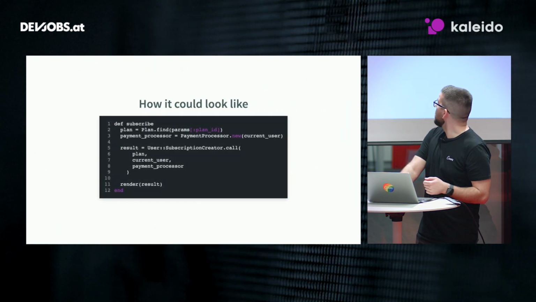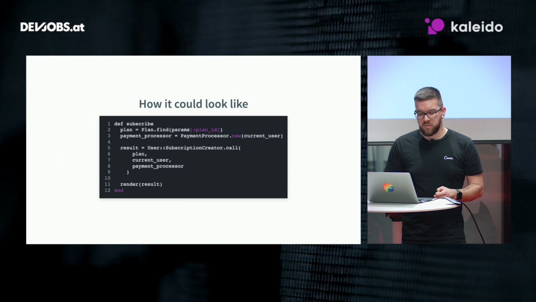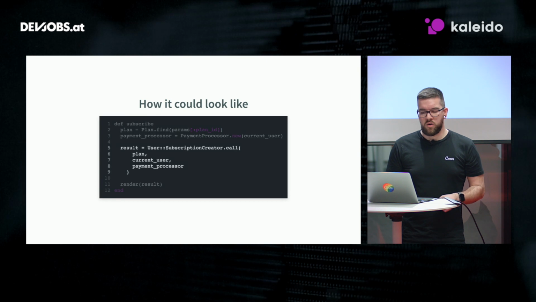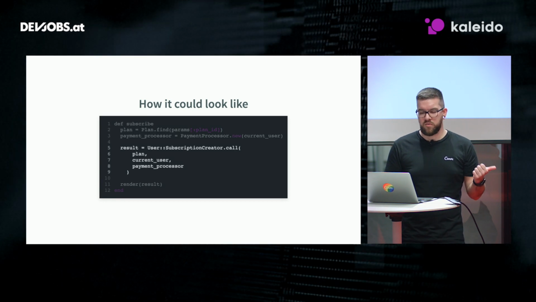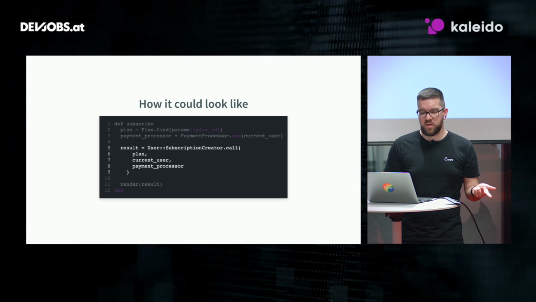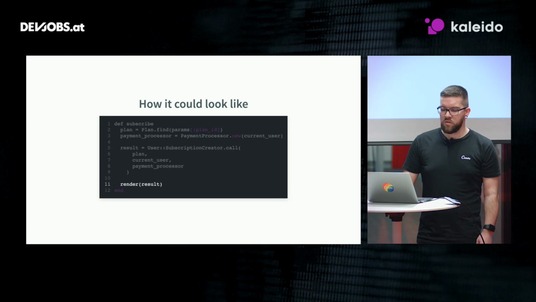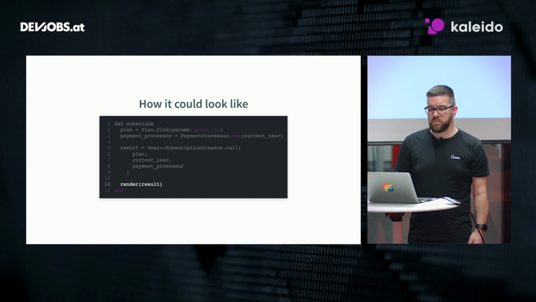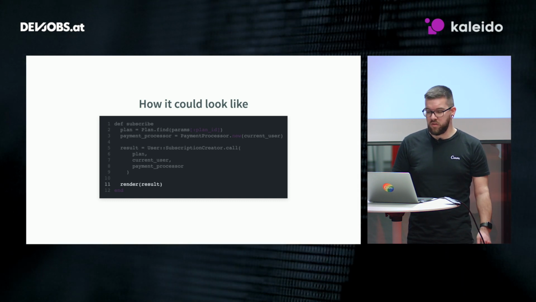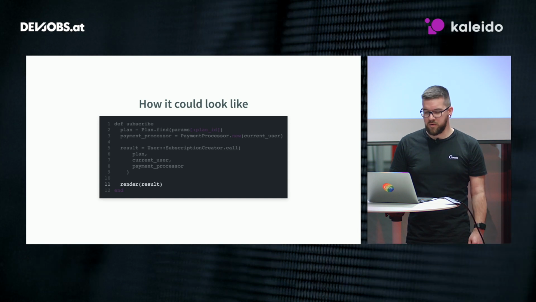And so in our ideal world, this is how the controller method would look. We get a plan, we get a payment processor, we call one service object, we pass in the plan, the user, and the payment processor, and then we render whatever that command returns. So it's very clear what is going to happen, and we only have 1 exit point, no nesting levels. Seems good, but there are quite a few steps that we need to take to get there.